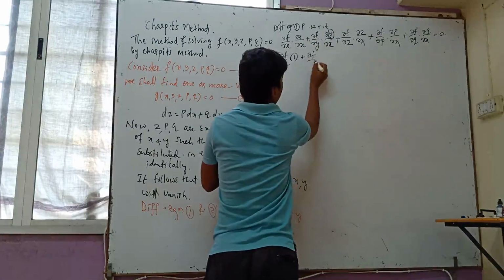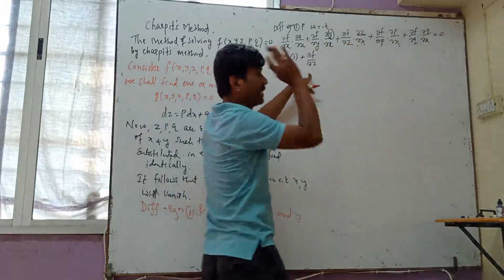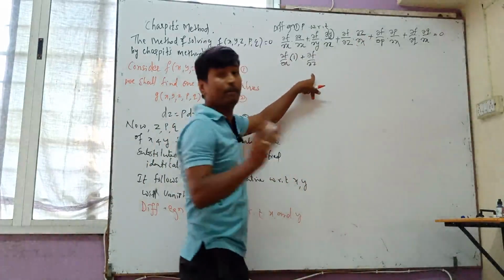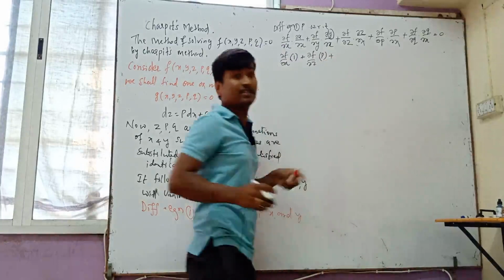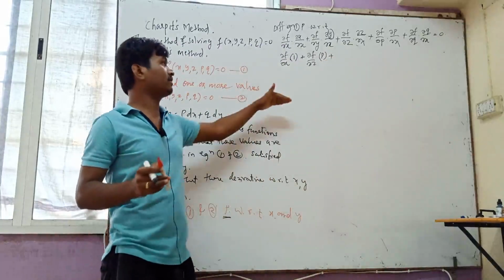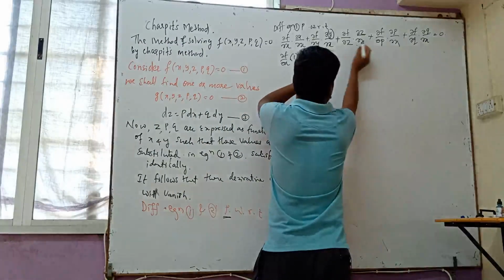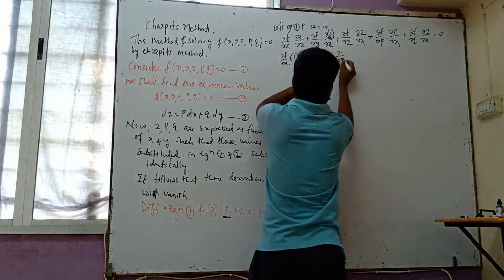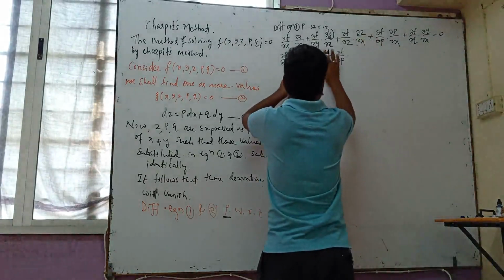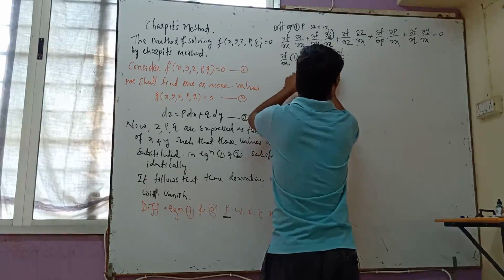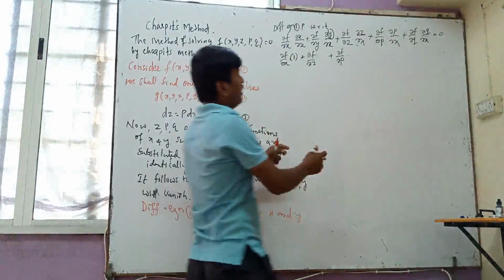And the next term is dou f by dou z into dou z by dou x. Already you know from the previous topic that dou z by dou x is nothing but p, by Lagrange's linear equation. You studied this already in the previous topic of Charpit's method. And plus the next term dou f by dou p into dou p by dou x. Dou z by dou x is nothing but p. That is p.